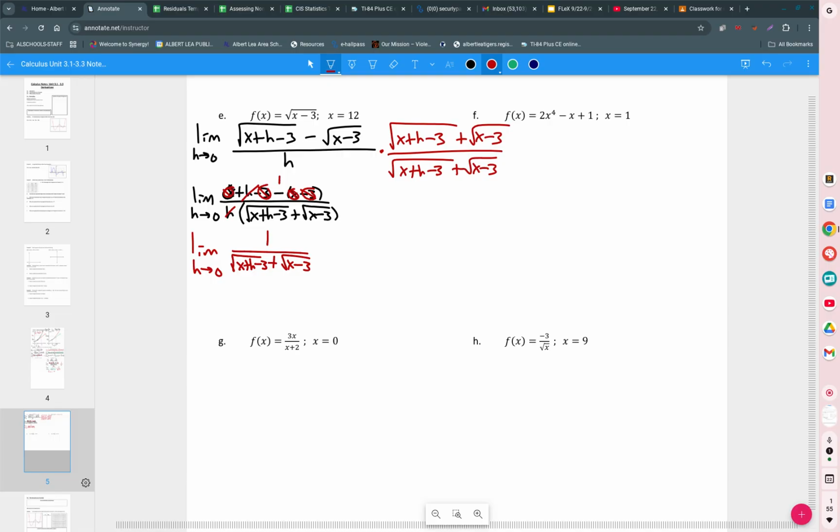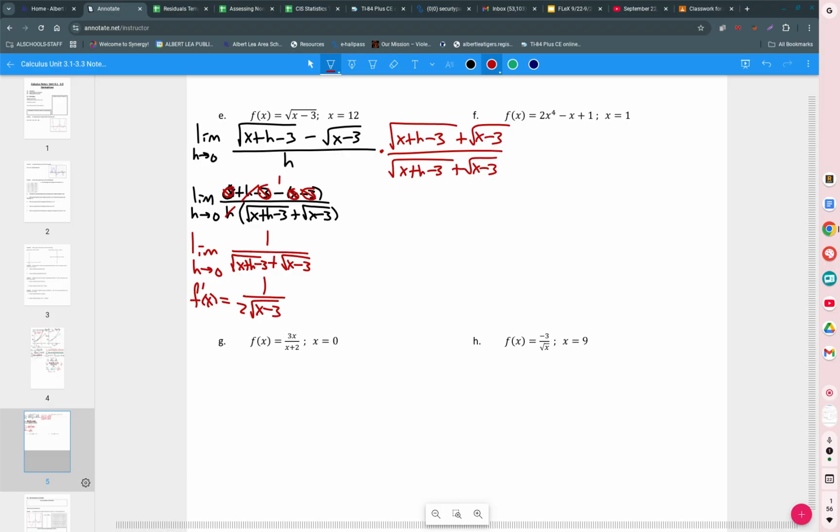So the calculus is telling me the last thing I need to do is plug in 0. And you get the square root of x minus 3 plus the square root of x minus 3. Tell the person next to you, what is the square root of x minus 3 plus the square root of x minus 3? It's 2 roots of x minus 3. Right? It's 2 of them.